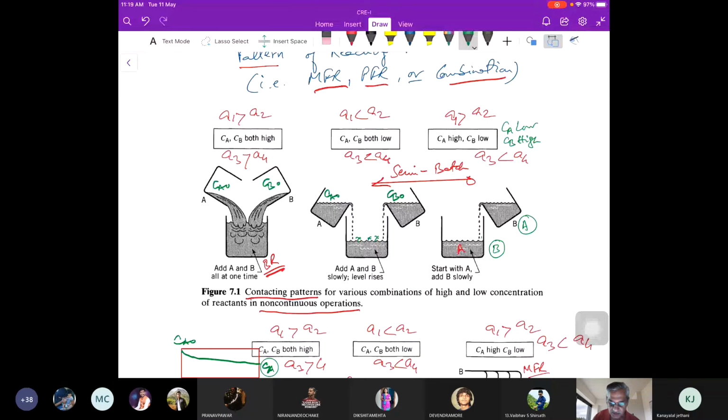ठीक है? And in this case, if CA has to be high, that means A1 is greater than A2 and CB low, that means A3 is less than A4, then we need CA high and CB low.